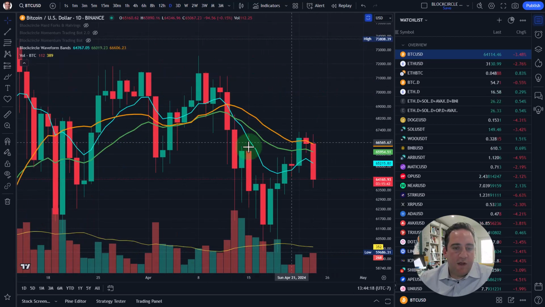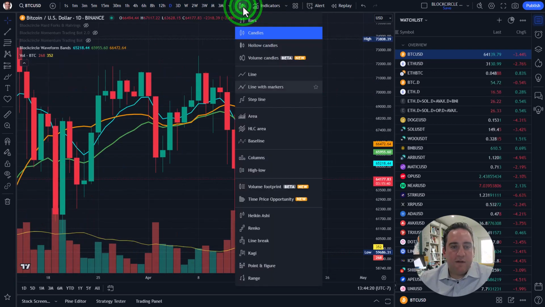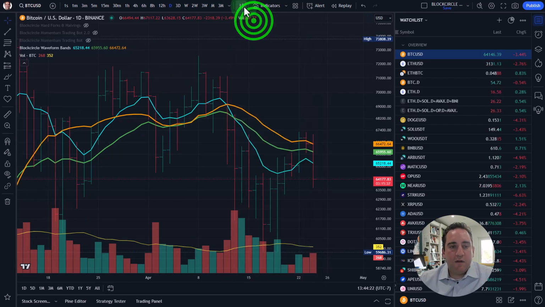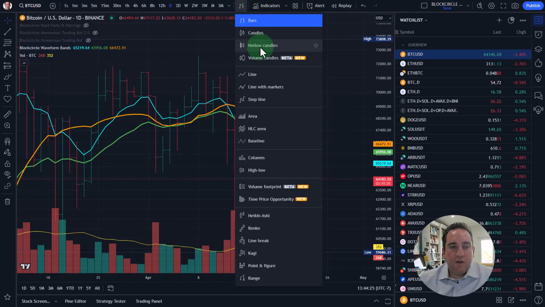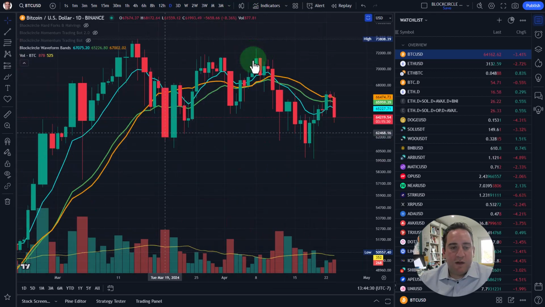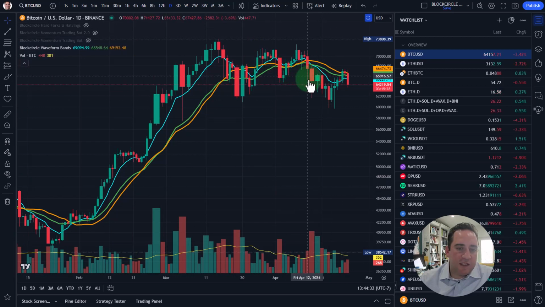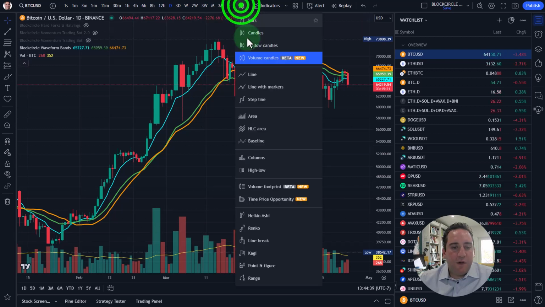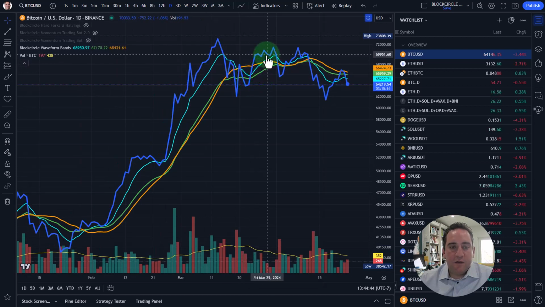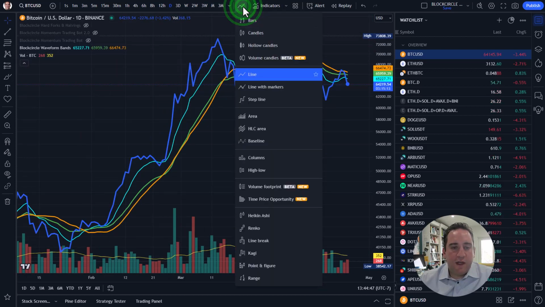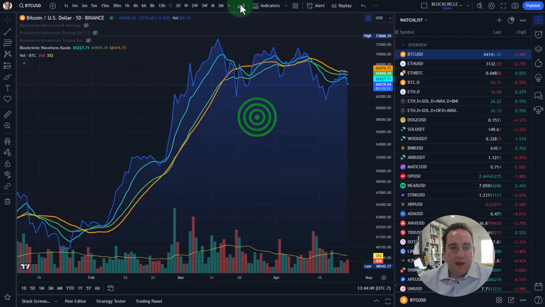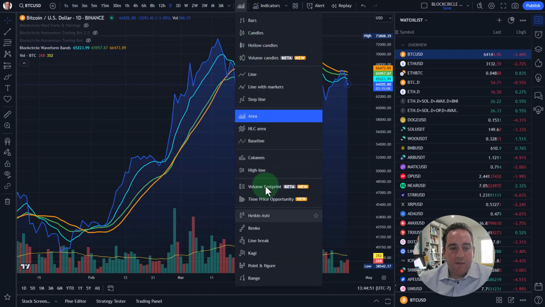If you don't want to use traditional candles, there's dozens of other options. You can use bars. You can also use hollow candles if you're used to that type of syntax, or volume candles, which they've just released recently, which adjusts the size of the candle for the amount of volume that was traded that particular day. You can also use a flat line, which only considers the close price. You can also look at areas and high-level areas, baselines, columns.